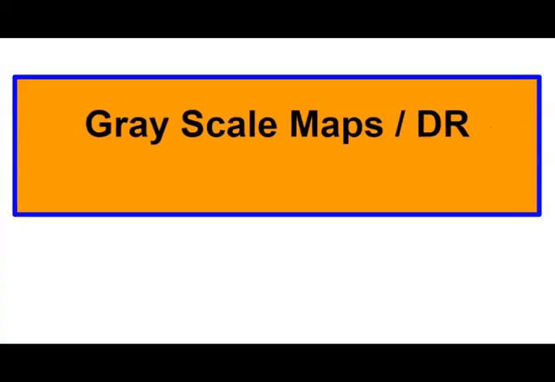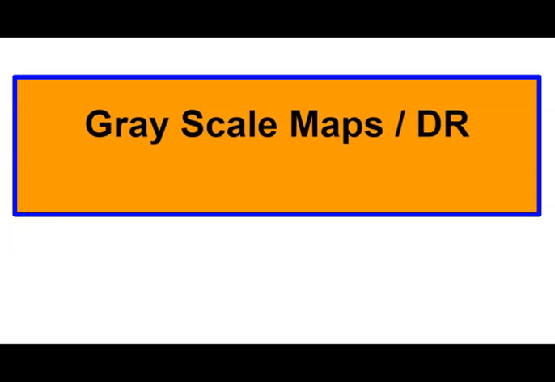So this is going to be a quick lecture on grayscale maps and dynamic range. That's our second of, I think, 4 in the series, Unit 3, 4, 5. So grayscale maps and dynamic range.